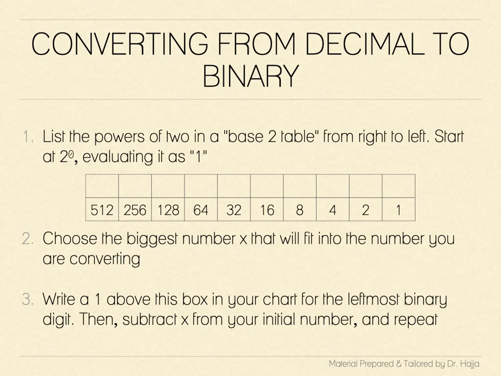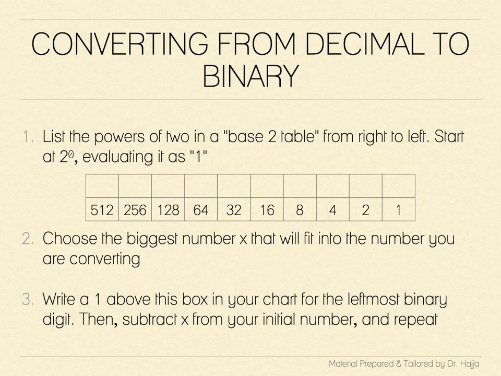Moving forward, let's walk through one method of converting decimal numbers to binary. This method involves creating a table of the powers of 2. It's a base 2 table, and we build it from right to left, starting with 2 to the power of 0, which equals 1. To find the next power of 2, we simply double the previous number. So the values we get are 1, 2, 4, 8, 16, 32, 64, 128, 256, and 512, reading from right to left.